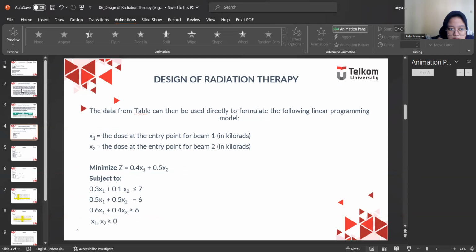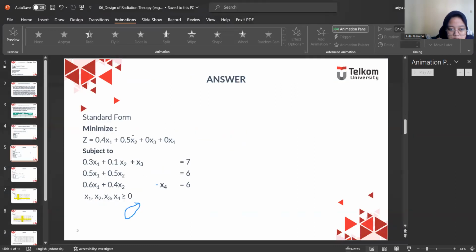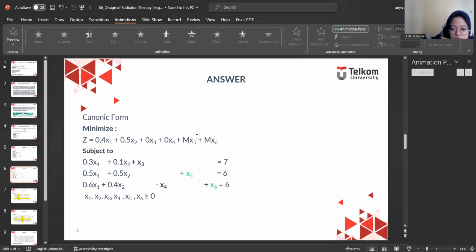But because the last constraint is bigger than or equal, we put minus x4 here. And because the second constraint is already an equality, we don't have to change that. Next, because the second and the third constraint don't have a basic variable yet, since it's still minus, we added x5 and x6, but there we added big M.